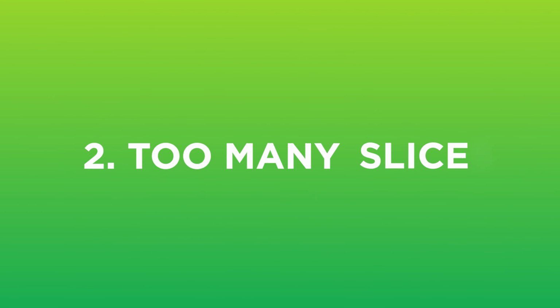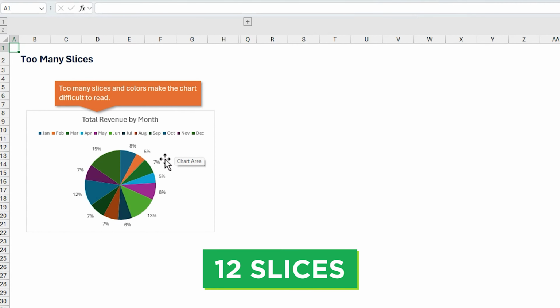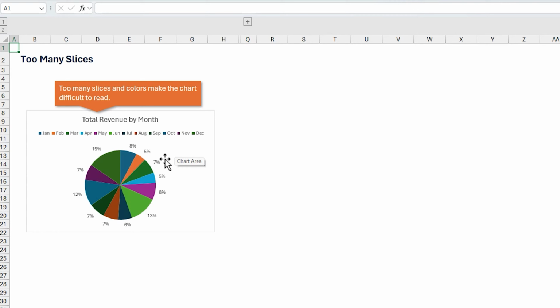Another common issue with pie charts is when you have too many slices. In this example, we have slices for each month out of the year, so 12 slices, and they're all relatively the same size. This kind of tells the even split story, but it's difficult to read, especially with all of the colors here. Now we'll talk about color later in the video, but one alternative to this is a column chart.